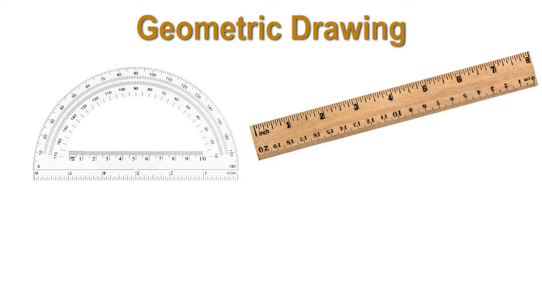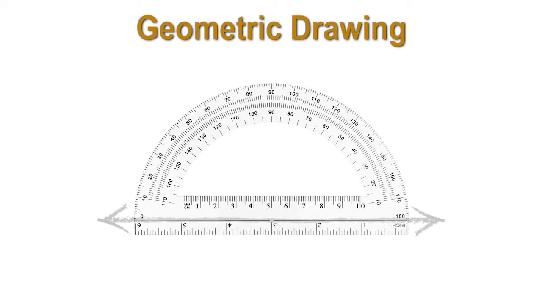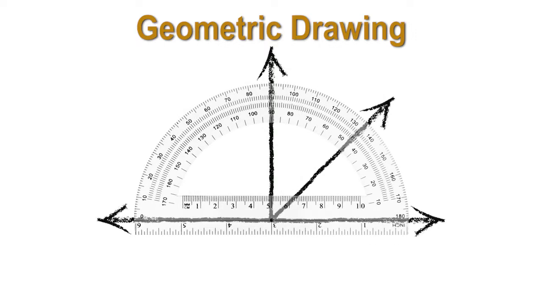Students may think that a drawing can be created as a loose sketch and that they don't need to use tools or exact measurements. Although there are times when a sketch is appropriate, these geometric drawings must be created with precise measurements. A protractor allows students to create accurate drawings with precise angle measures.